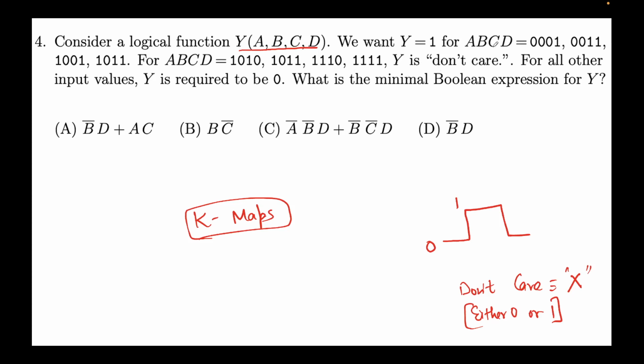For all the other inputs, this means 4 inputs here, 4 inputs here, and the rest, there can be 16 inputs, right? 2 to the power 4, because the inputs are 4, so there will be a total of 16 inputs.